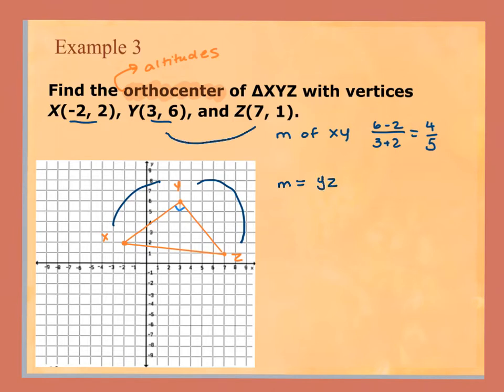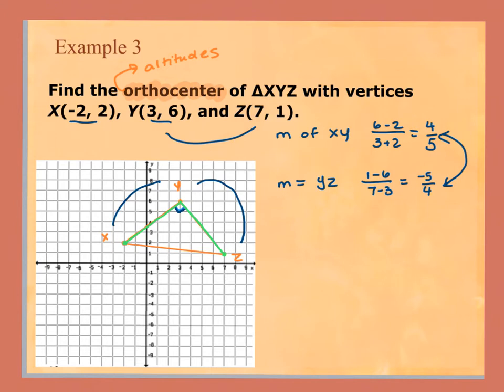Then I want to find the slope of YZ. So now I'm going to use these two points. And that would be 1 minus 6 over 7 minus 3. And I get negative 5/4. So I've confirmed that these two are opposite reciprocals of each other, that this is the right angle. And given that piece of information, I would know that the segment connecting this vertex to the line containing the opposite side at a right angle would be that side of my triangle. This vertex to the line containing the opposite side at a right angle would be that way.